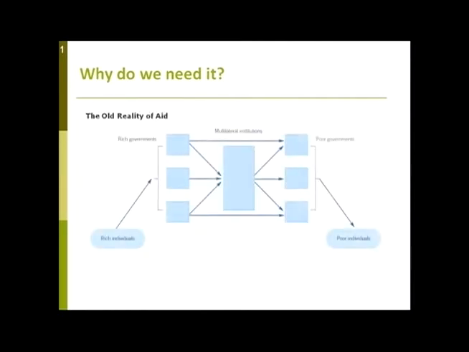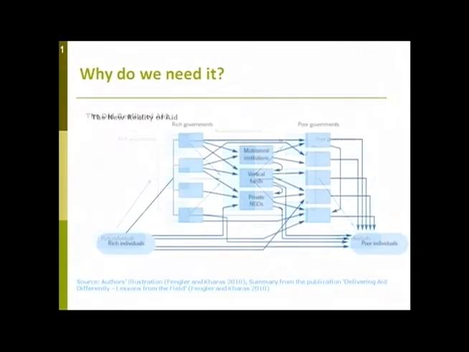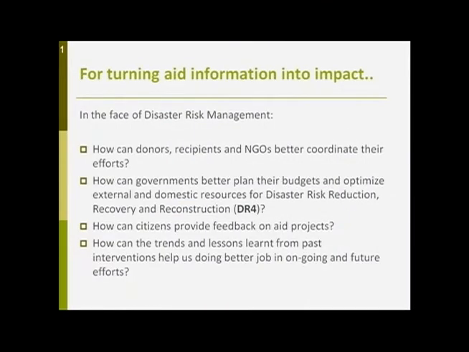Why do we need it once again? Maybe the overall development assistance framework was much simpler a while ago, but lately it has been getting more and more complex. And especially now when there are so many multilateral institutions involved, a big chunk of development assistance goes through them. There are new vertical funds, private NGOs. It makes much more sense to really keep a tab on aid. And especially in the field of disaster risk management, what we want to do is to convert aid information into impact. And how we want to do that will follow.